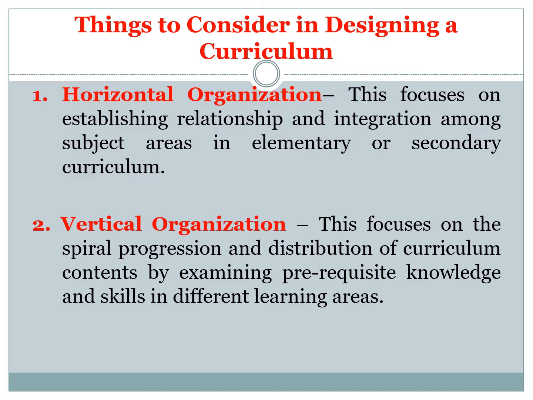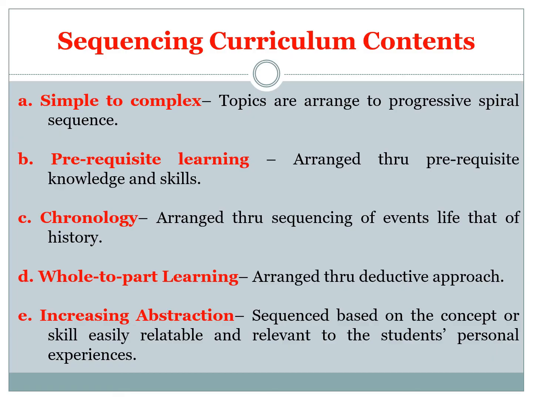Now, these are the different ways of sequencing curriculum. We have 5 actually: simple to complex, prerequisite learning, chronology, whole to part learning, increasing abstraction. Again, what do we call these 5 curriculum contents, guys? It is called sequencing curriculum contents. It's kind of different from the topic that we just had about arranging the curriculum, because in sequencing the curriculum, this is more specific.